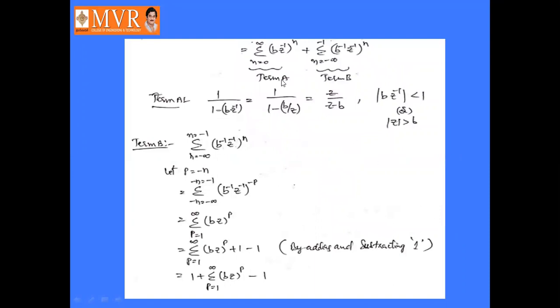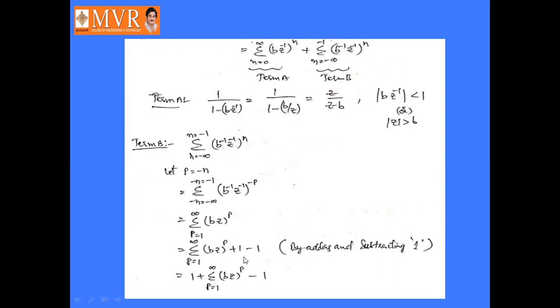Then it will become sigma n equal 0 to infinity b z power minus 1 whole power n, plus sigma n equal minus infinity to minus 1 b power minus 1 into z power minus 1 whole power n. If we take term a, that is 1 by 1 minus b into z power minus 1, or z by z minus b, and ROC is z greater than b. For term b, sigma n equal minus infinity to minus 1 of b power minus 1 into z power minus 1 whole power n, let p equal to minus n, or n is minus p. So it will become sigma p equal 1 to infinity b into z whole power p.